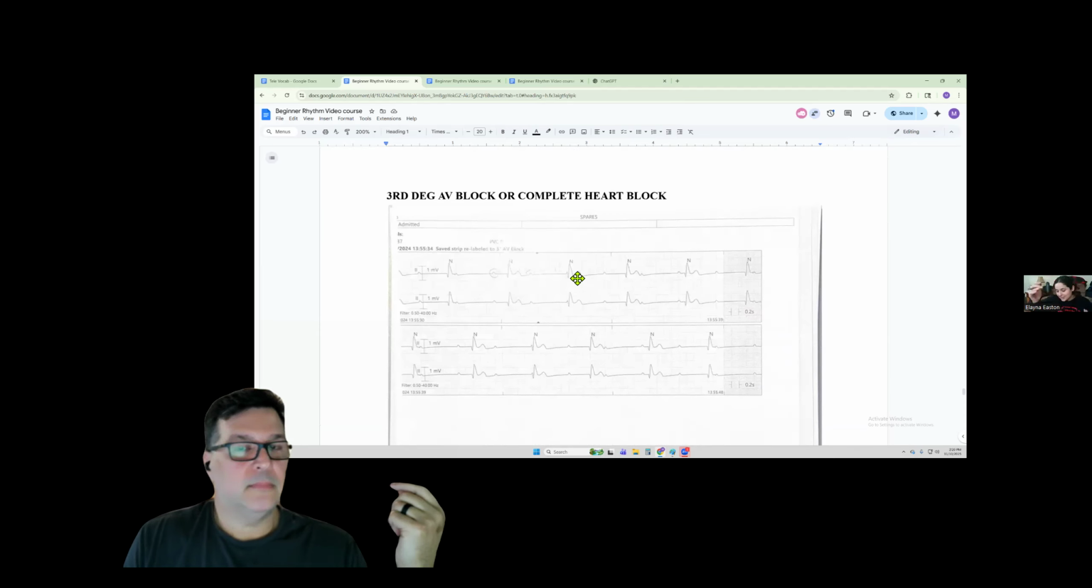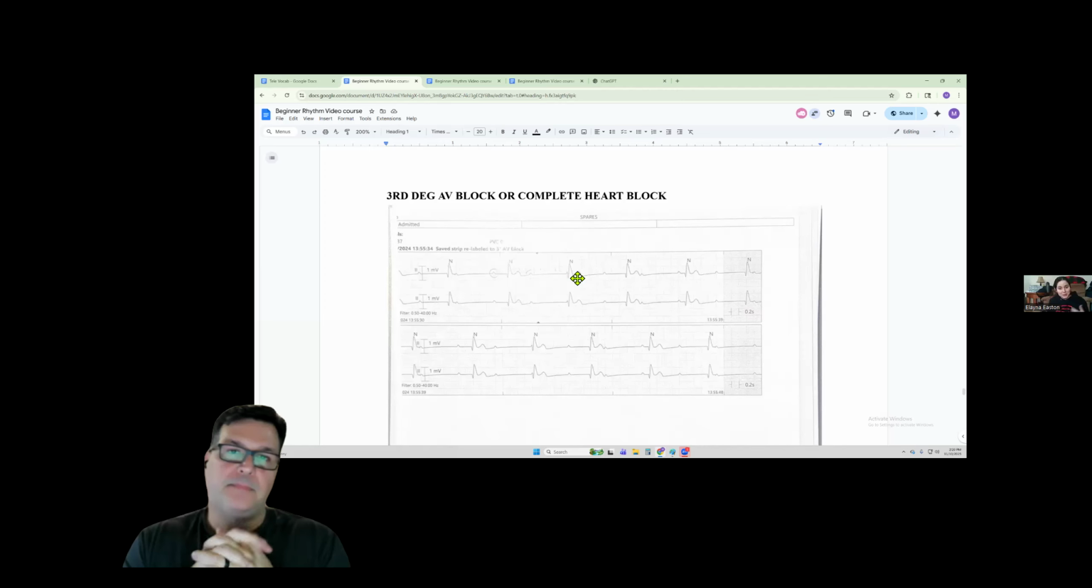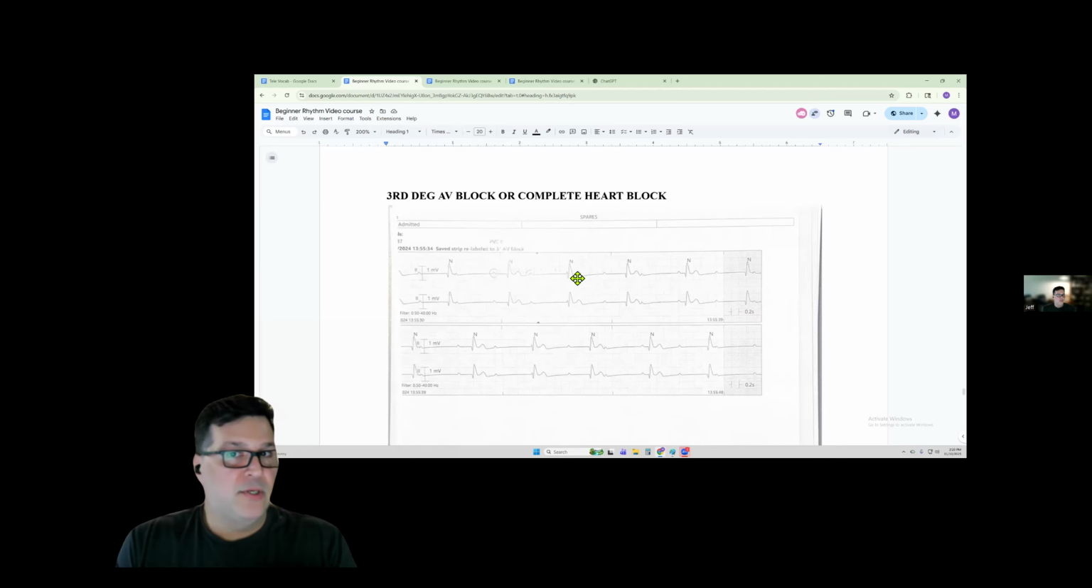So could it be the second degree type 2 with the 2-to-1 ratio? Could it be a second degree type 1 with a 2-to-1 ratio? Well, can a type 2 have that ratio? Yes. A type 1 and a type 2 can have the 2-to-1, every other beat, ratio.